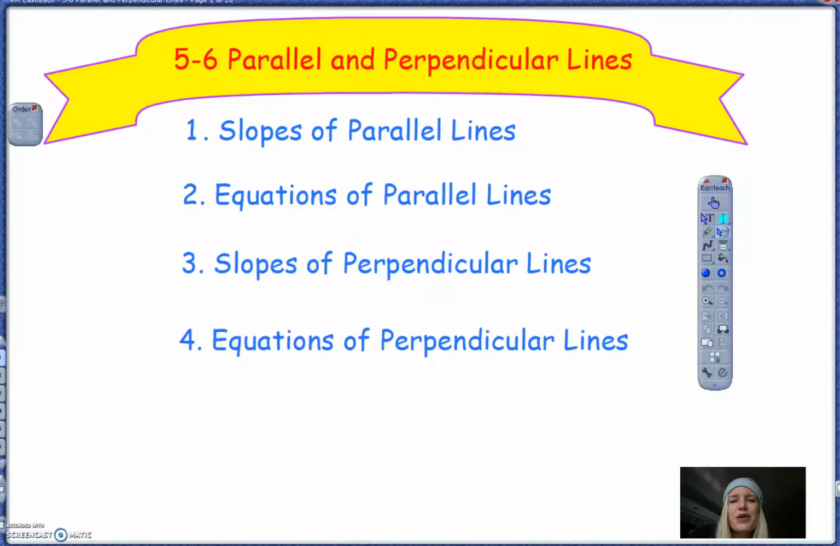Hi guys. For this lesson, we're going to be learning about parallel and perpendicular lines. So we're going to extend further what we know about slope and use that to write equations for other lines. So these are the four objectives we're going to be doing. Let's move on to our first one, slopes of parallel lines.